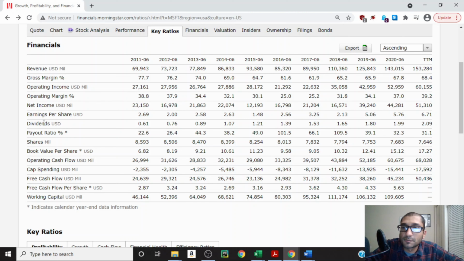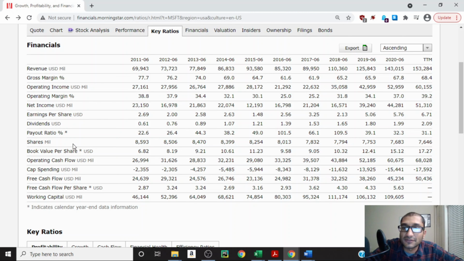Next, looking at dividends per share. Back in 2011, Microsoft paid out about 61 cents per share as dividend. For the year 2020, it paid out about $1.99 as dividend, and for the trailing 12 months, it paid out about $2.09 per share as dividend. Microsoft has been hiking its dividend every year for the past 10 years.